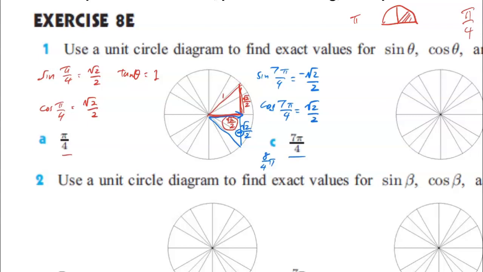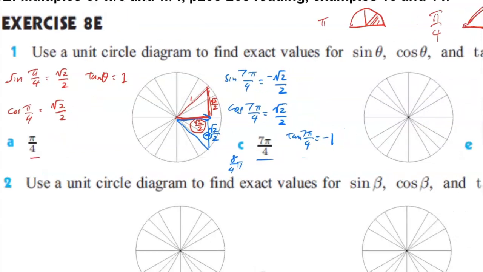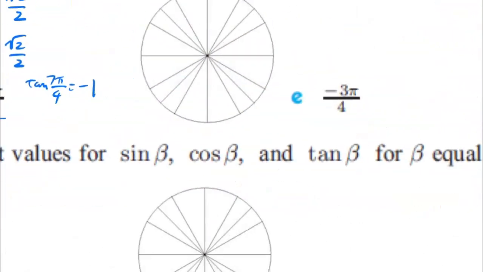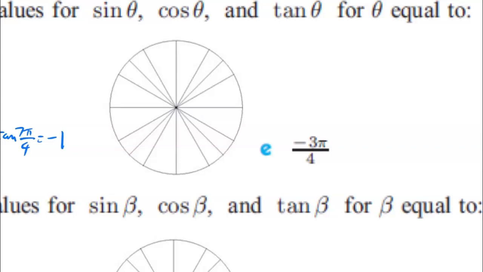Okay, and finally, the tangent of 7 pi over 4, again, would be the sine value divided by the cosine value, or the opposite over the adjacent, so that would be negative square root of 2 over 2 divided by square root of 2 over 2. The square root of 2 over 2's would cancel, and you would just end up with negative 1. Okay, all right, the last one, negative 3/4 pi.